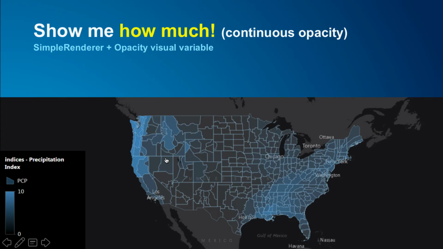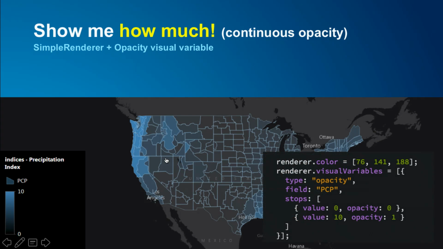Here's an example where I just have a blue, simple renderer, everything is blue, and it's showing the precipitation index. And if it's a precipitation index of 10, then it gets a solid color, otherwise it sort of fades away. And just like the other variables, you specify the type and point to the field that it works on. And opacity is either 0 or 1. So if the value is 0, opacity is 0, value is 10, opacity is 1, and it'll just scale proportionally in between.